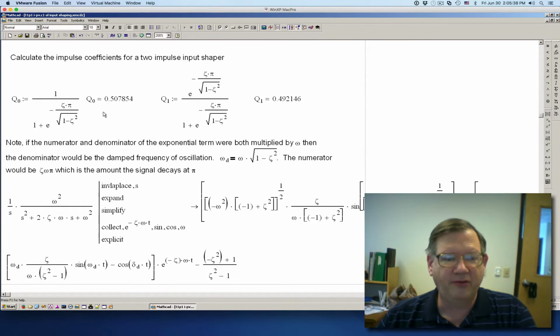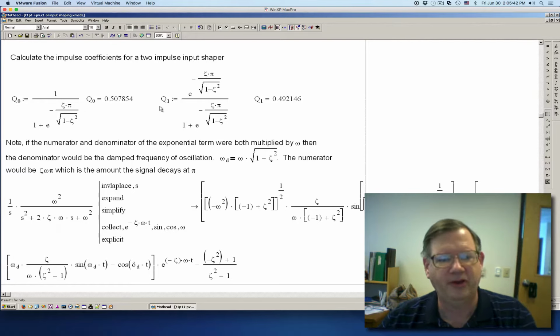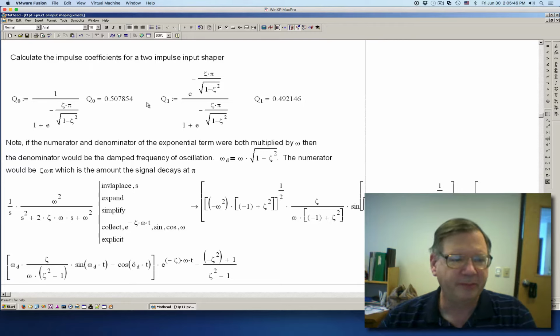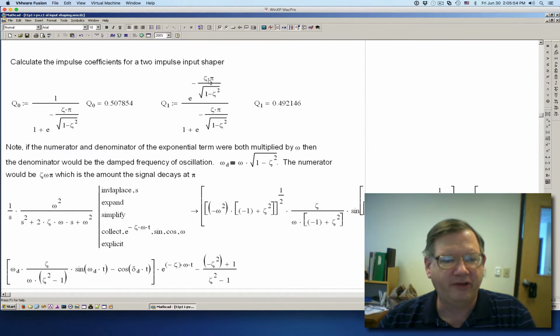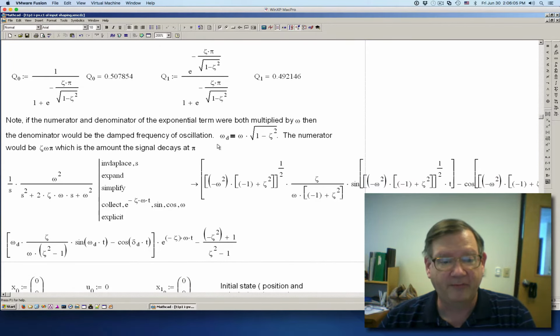So where do these coefficients come from? Well, I've got this Q0, that's the first coefficient, and Q1 for the second impulse. I just used 1, that's kind of arbitrary here, but I just used 1. And then this is how much the sine wave is going to decay over the half wavelength. And where does that come from?